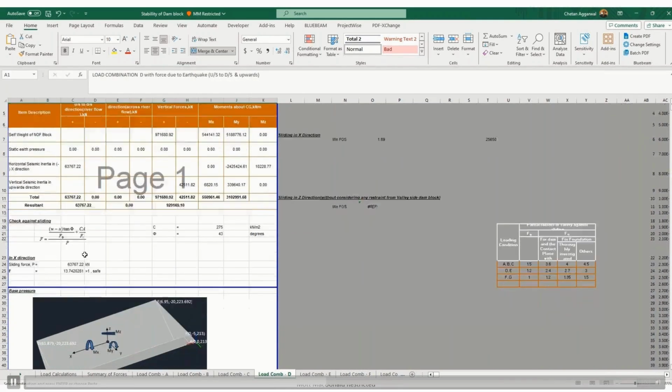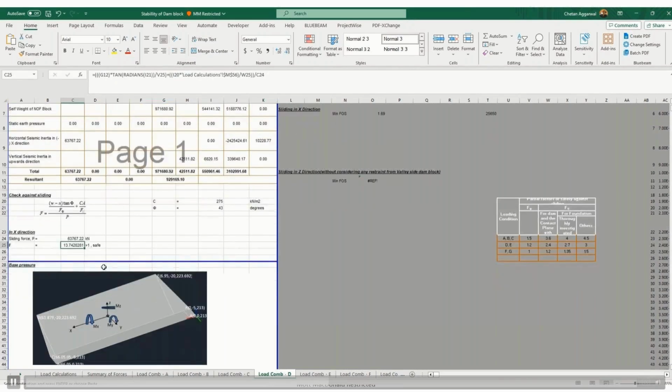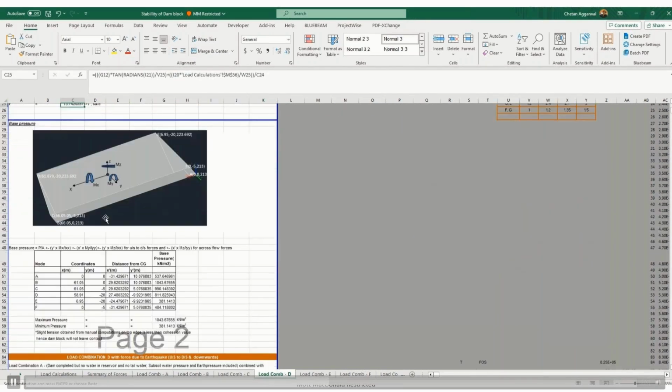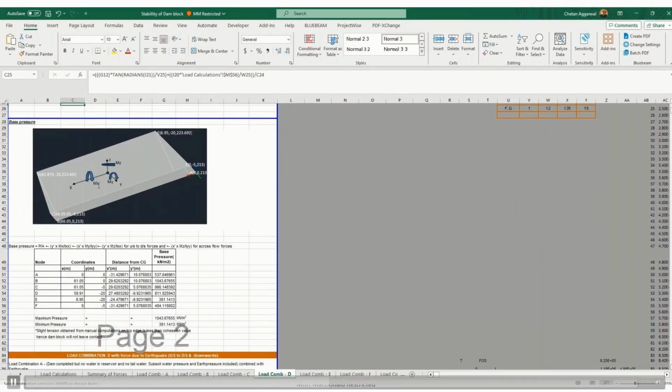So there will be some lateral force due to this seismic inertia force. Other than that, only self weight will be there. So it is similar to A, but with earthquake. Okay, so we have a lot of safety margin here. In base pressure, it is similar to the A condition.